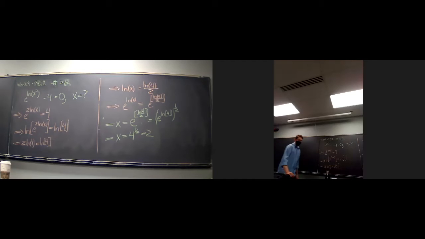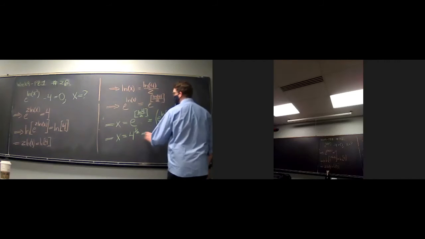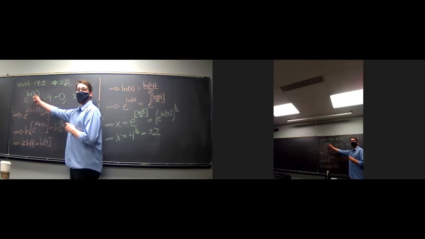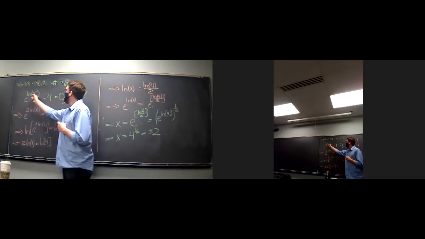I just realized I have a mistake in here. 4 raised to the 1/2 power is plus or minus 2. And if we think about it, this makes sense because 2 squared is going to come out to be 4, right? Plus or minus 2. That quantity squared is going to come out to be 4. The ln of 4, e raised to that is going to be 4, minus 4 is going to be 0, right? So this is plus or minus here.